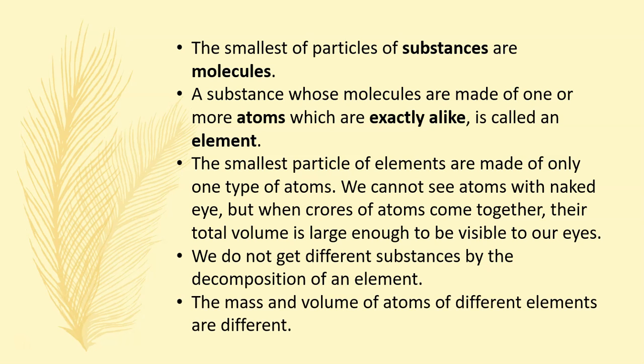The mass and volume of atoms of different elements are different. Meaning the mass and volume of the element gold and the mass and volume of the element oxygen will not be the same. They are different elements, so their mass and volume will be different.